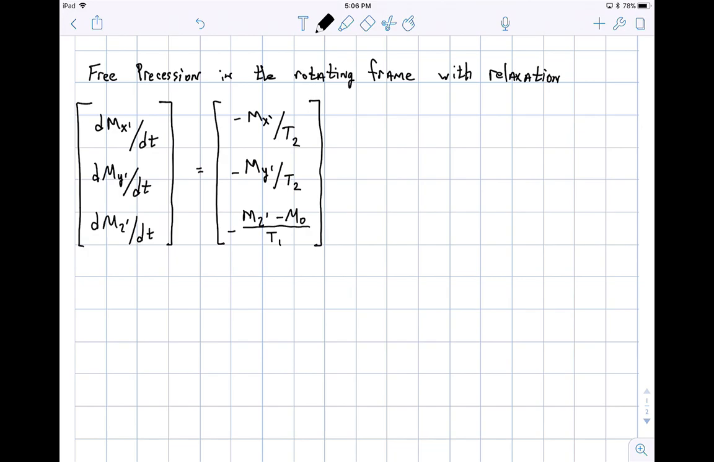So what we're going to do is look at the Mx prime component first. We can use what we call separation of variables. We can write down dMx prime by dt equals minus Mx prime over T2. I can separate variables. That means I want to get the x stuff on one side and the not-x stuff on the other side. So rewrite this as dMx prime over Mx prime is equal to minus dt over T2. And that is just this thing called separation.